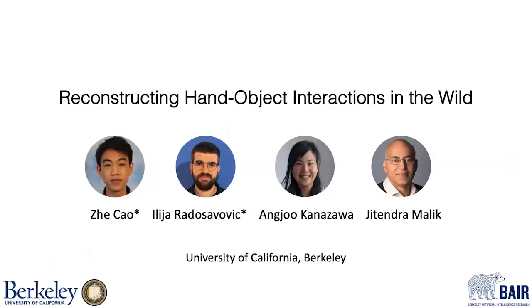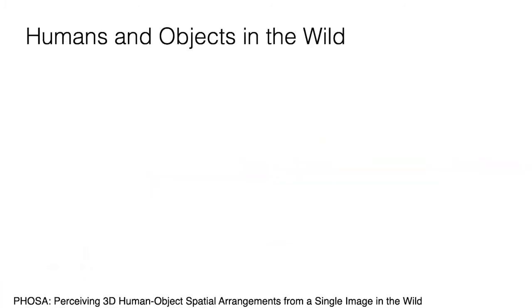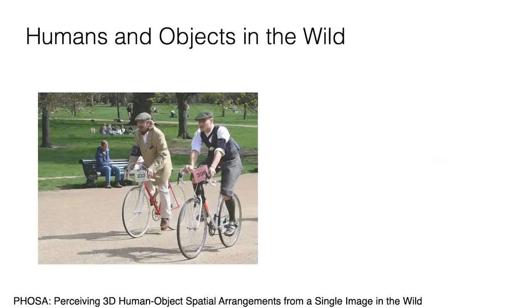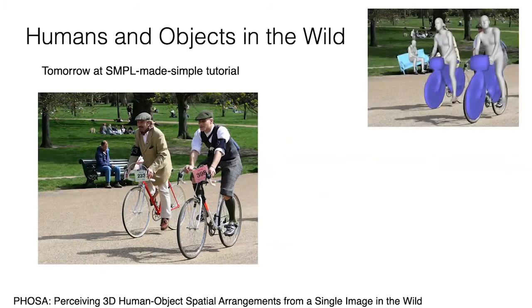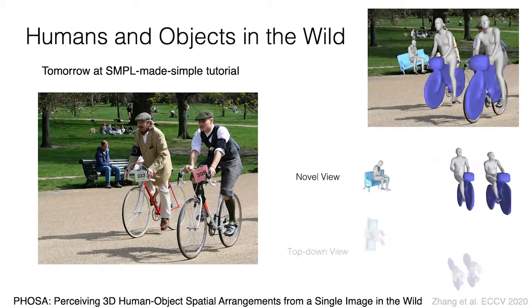Okay, so let's dive right in. And the first one is about human hands and objects. This work builds upon our prior work that tried to reconstruct humans and objects in the wild in images like COCO, where people were interacting with bicycles and benches. And I'm going to talk about this work in detail tomorrow at the Simple Made Simple tutorial.